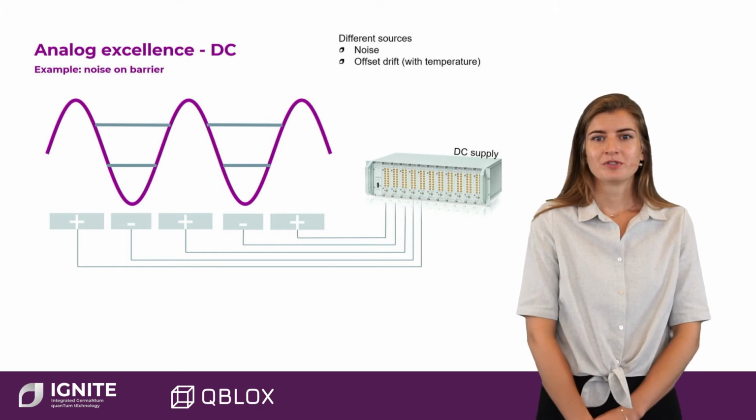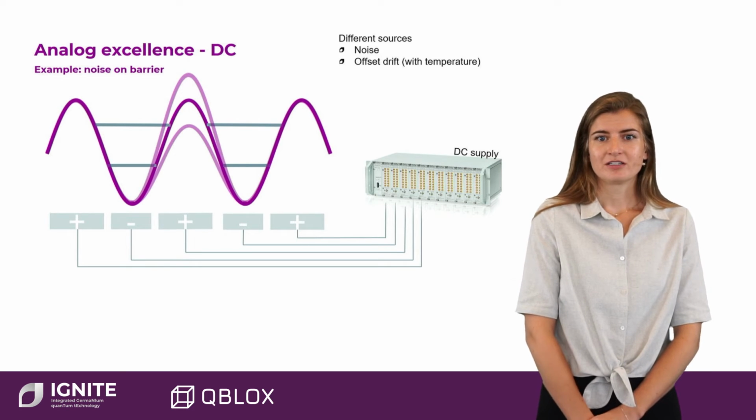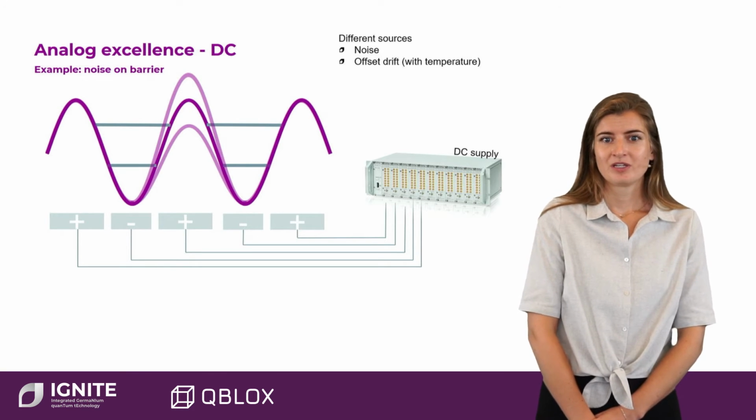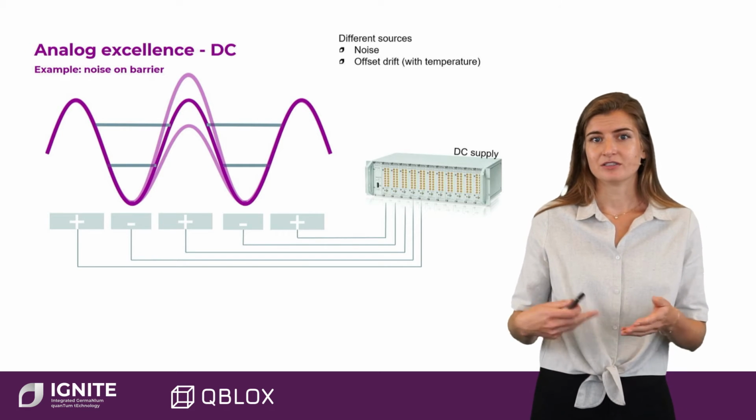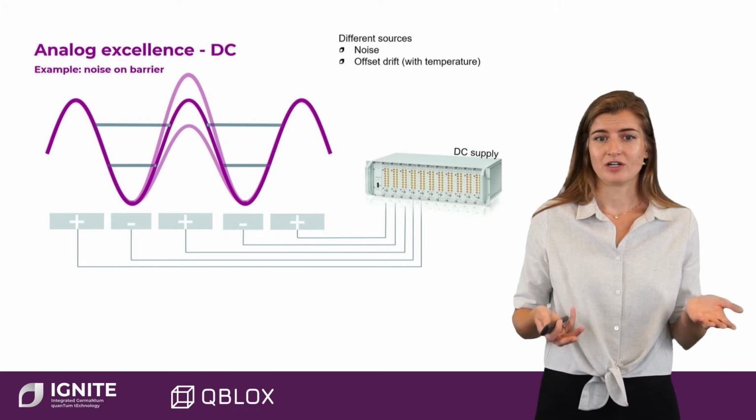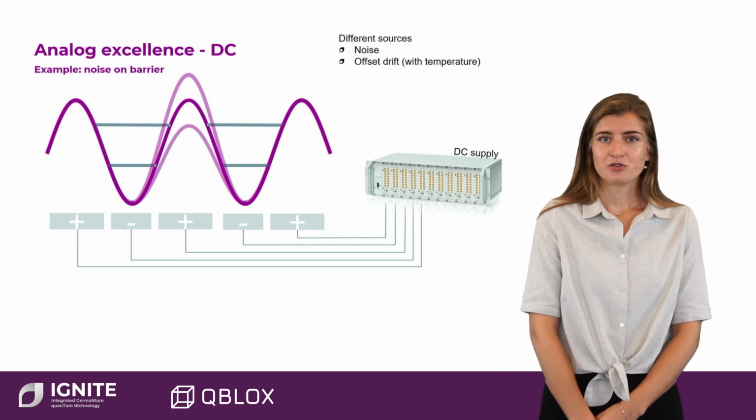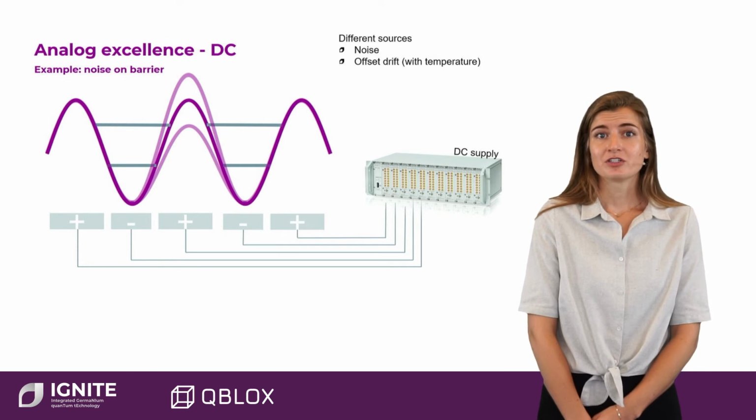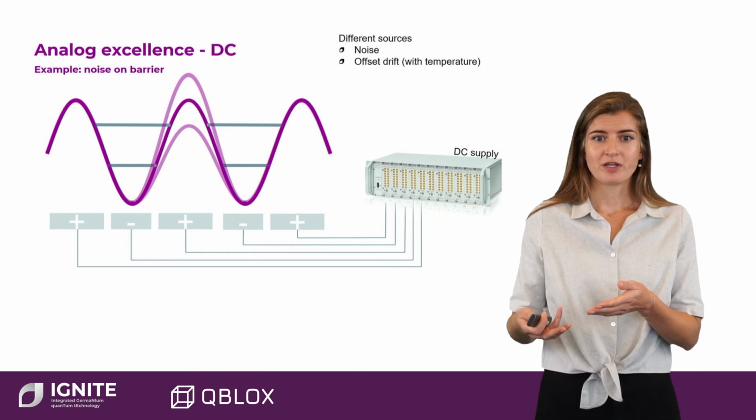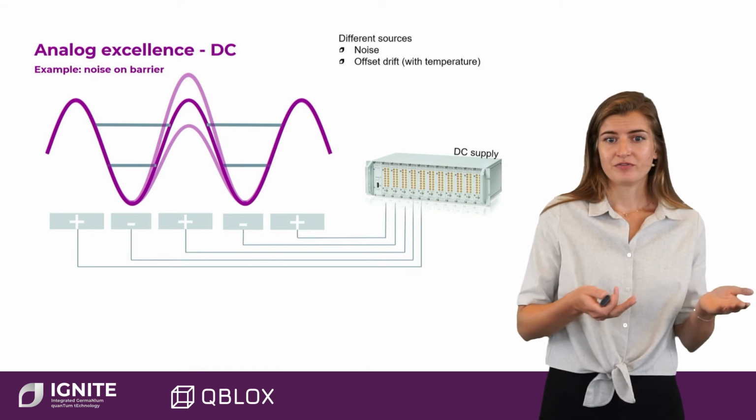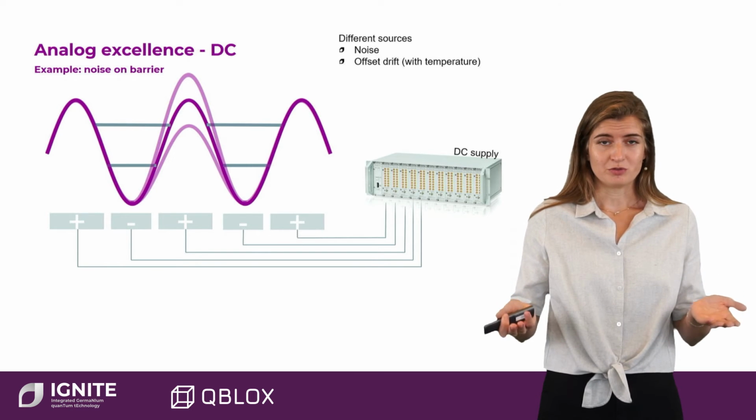For example, noise on a barrier gate in between dots will affect the tunnel coupling between the dots, but will also affect the relative depth of the quantum wells and with that alter the energy levels of the respective dots. In DC power supplies, there are two main sources of noise. Firstly, noise on top of the offset that is inherent to the power supply, and secondly, the drift of the offset over time, which is usually due to temperature.